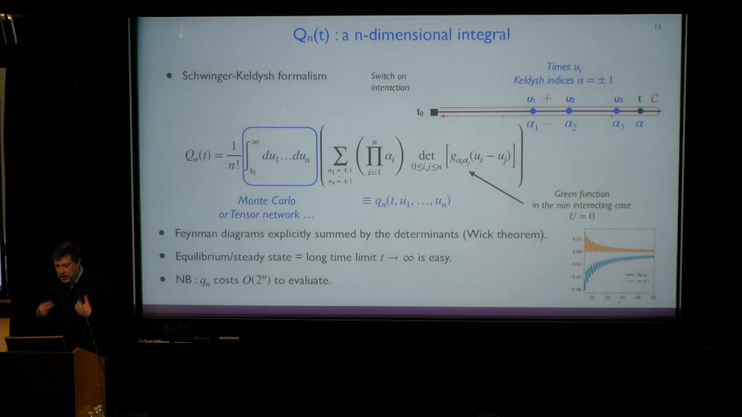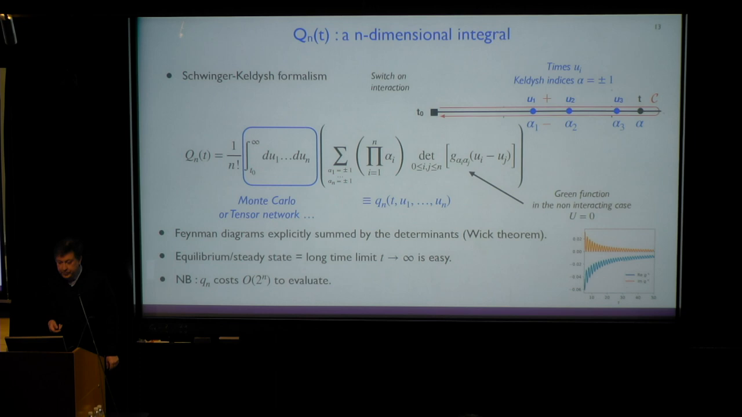As I said, we need to integrate some function. This is small. This is just, let's say, the charge on the quantum dot or anything, in fact. You can write it, as I said, as a sum of Feynman diagrams. So on the Keldysh contour, you take the double contour times our U's. Keldysh indices are alphas, plus or minus one, and you start at some time t naught, you measure at time t, okay? Textbook. We know that Qn can be written as an integral over the sum of Wick determinants made by the Green functions, and you need to sum over the Keldysh indices and integrate.